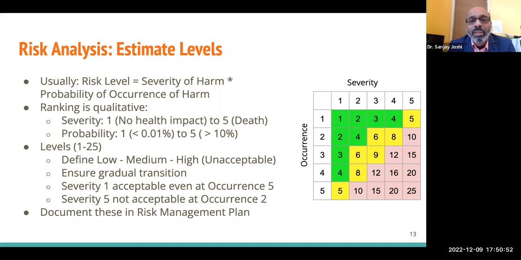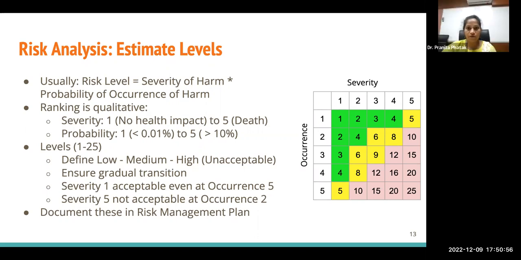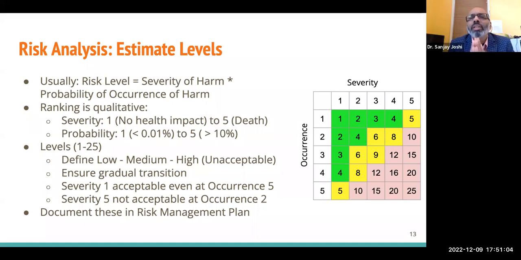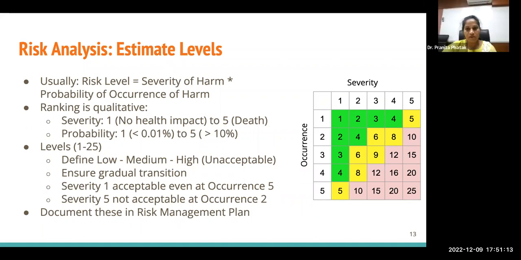Did I answer the question, Pranita or Manjiri? I think so, but Manjiri, if you have any follow-on question or query, please type it in the chat box. Oh, actually, you know what, Pranita? I think if I remember right, her question was how to document the risk benefit analysis. Yes.